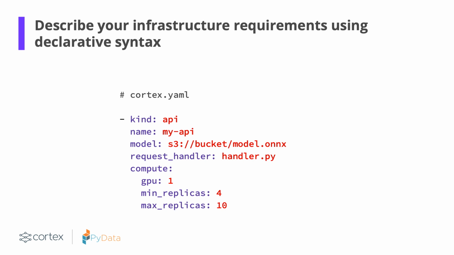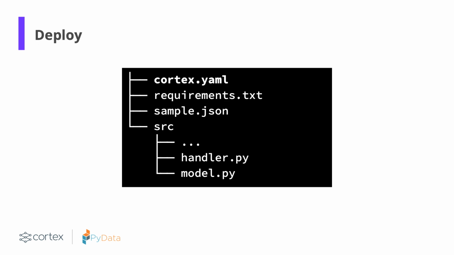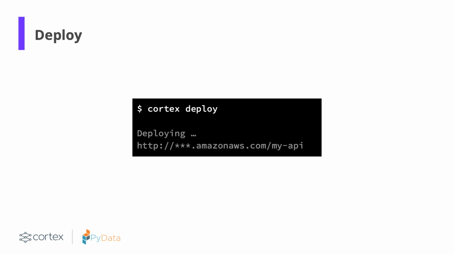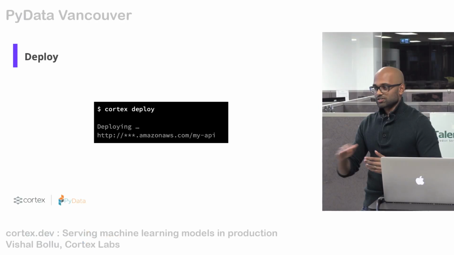Once you've defined your Cortex YAML, you just add it to the root of your repository, and you just do cortex deploy. What this command does is it packages up everything in the top level, wherever you define your cortex.yaml, and sends it to the Cortex operator, the operator that's running in the cluster. The operator does some sanity checking, to make sure that if you've defined a request handler, the file actually exists. It checks that the model actually exists if it's in S3, does some basic checks, and then it orchestrates the workloads.